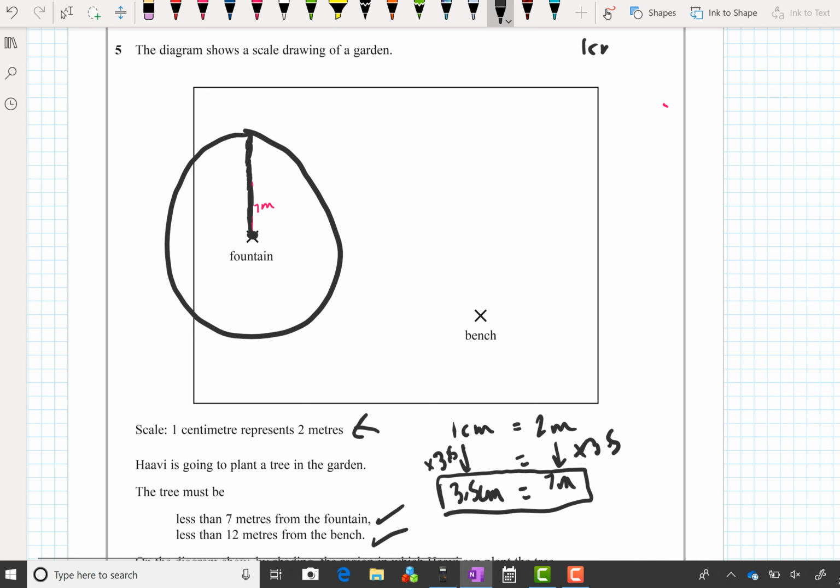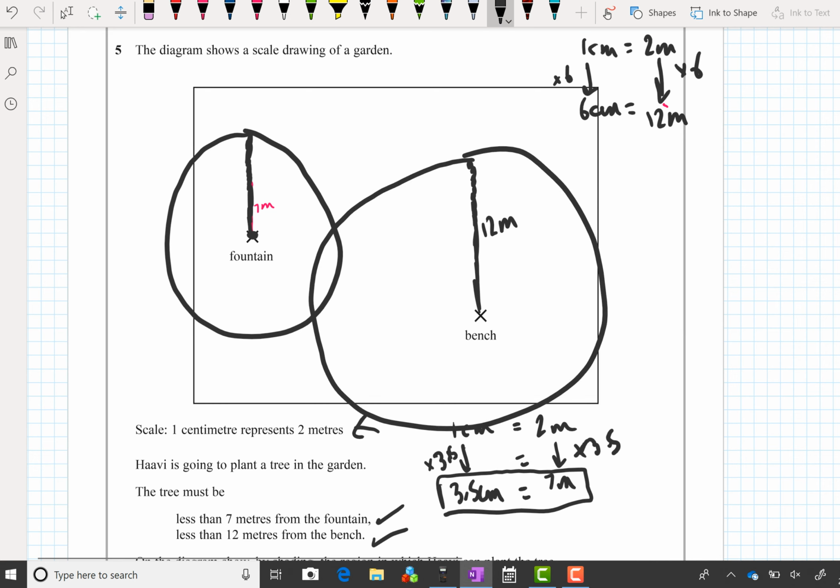1 centimeter equals 2 meters. Oh, that's easy to get down to 12. You've got to times it by 6. Or you could do 12 divided by 2 on the calculator. Times 6. So we want a 6 centimeter line as opposed to a 3.5. So it's about double this original one. So let's pretend it's something like, I don't know, probably that. There can be our 12 meter. We draw the perfect circle in.